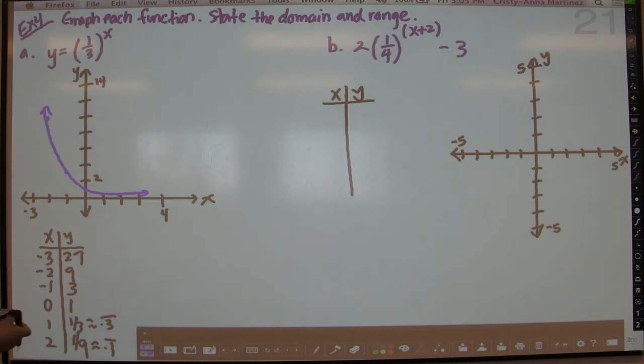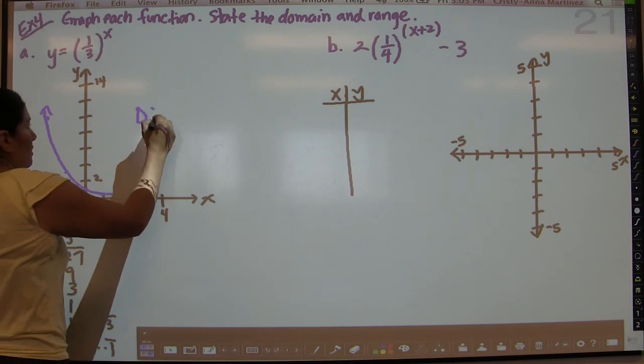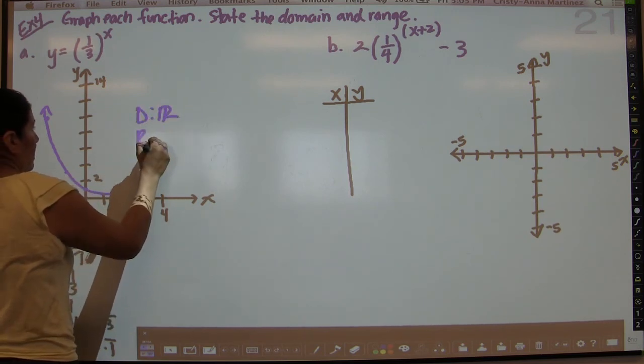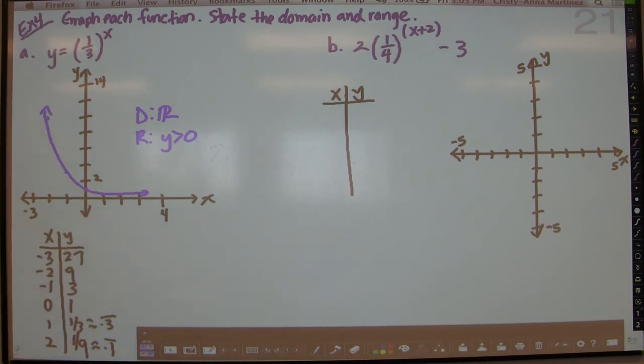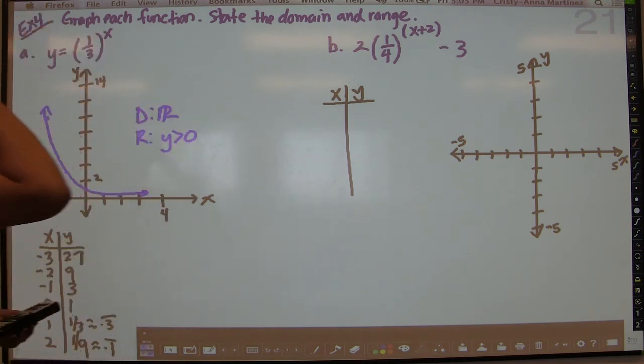It asks us to say the domain and range. So our domain is all reals, and the range, of course, is y greater than 0. So now we're going to go to part B, and we're going to plug in some values here.